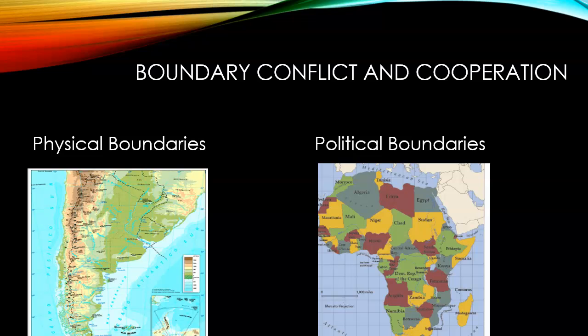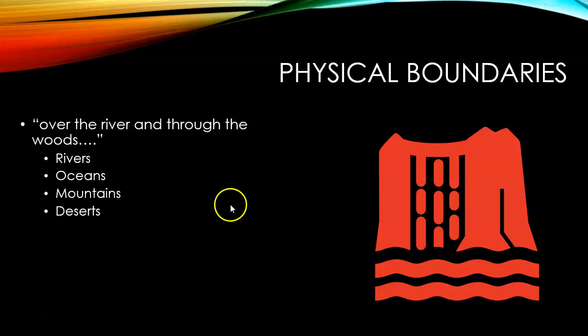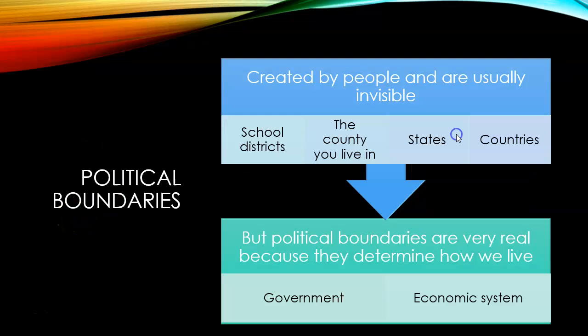Boundaries can cause both conflicts and cooperation. We have two different types of boundaries. We have physical boundaries, things like mountains and water, rivers, and then we have political boundaries, the country borders. Again, physical boundaries, rivers, oceans, mountains, deserts, those are all physical boundaries. And political boundaries are these invisible boundaries that are created by people.